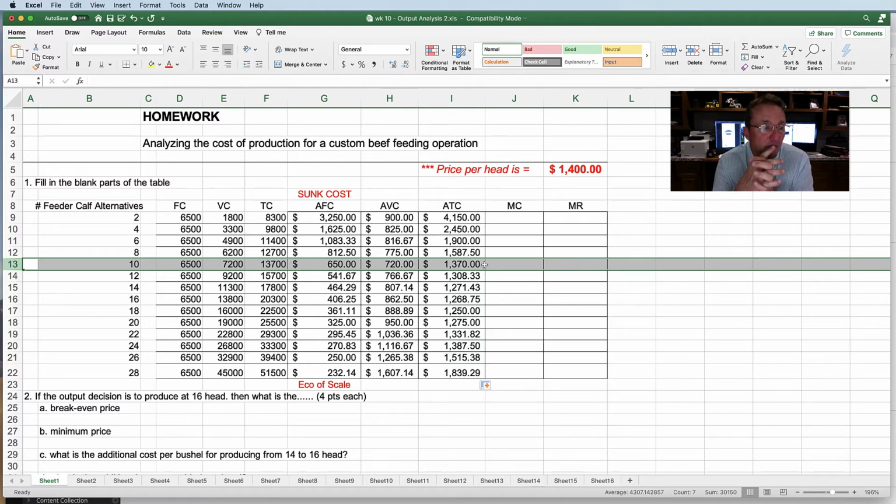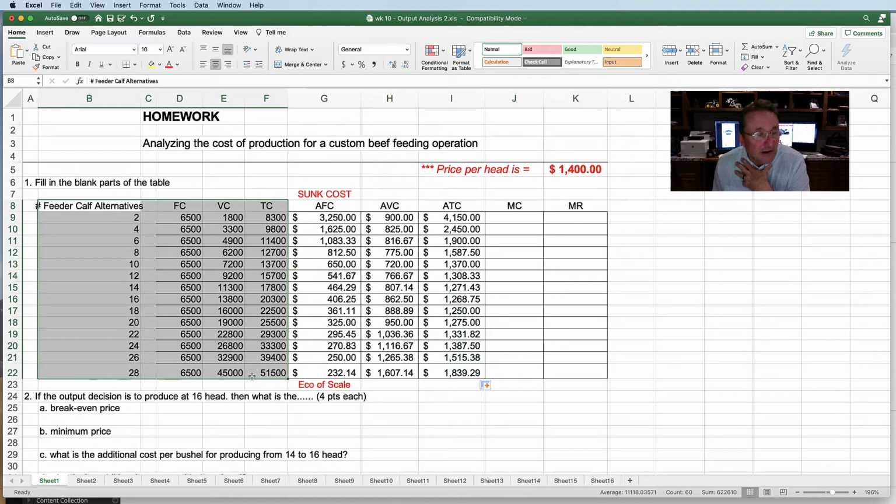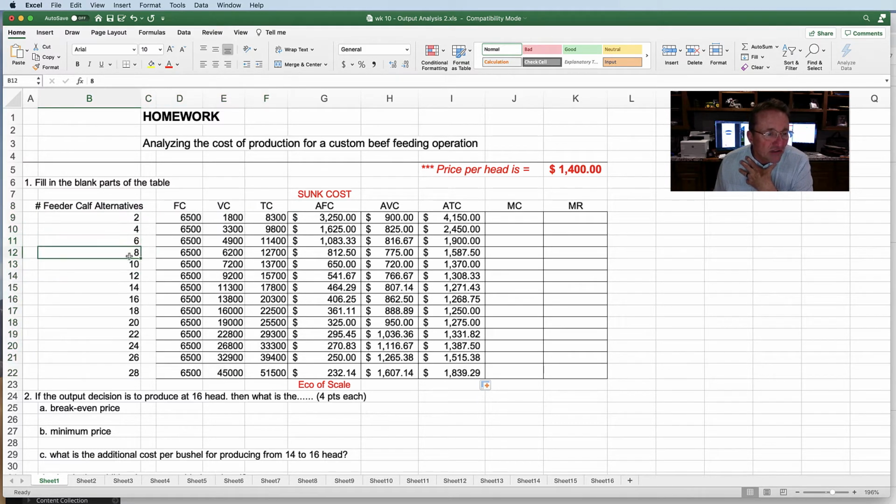So if I ask you what the profit is if you produce at the 10 head level, it's per head 1370. 1400 minus 1370, so that would be a $30 profit per head. Now, one thing I can share with you is this whole table, these total values, are for each of the levels. So for example, 10 heads is going to cost you $13,700. 18 heads is going to cost you $22,500.